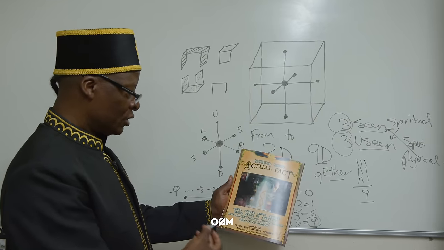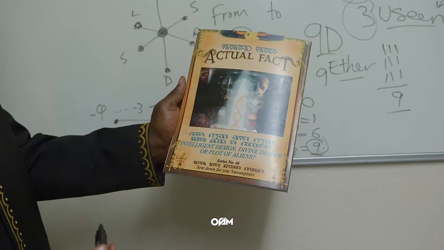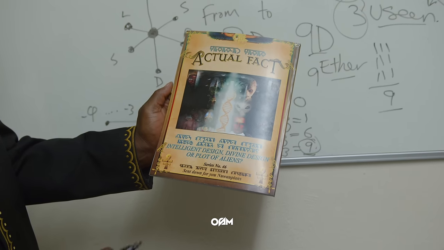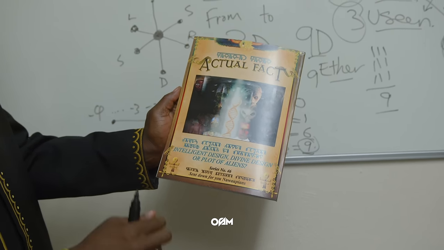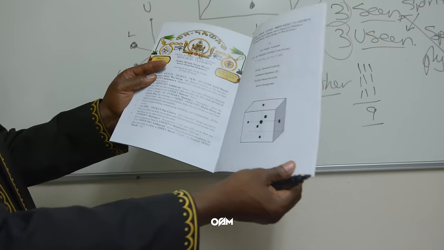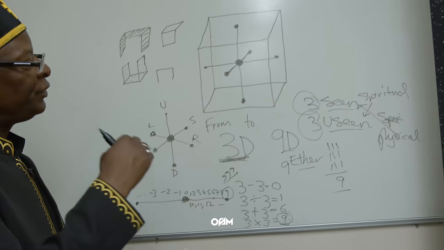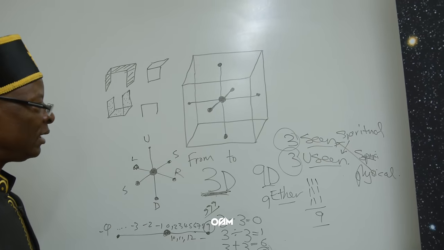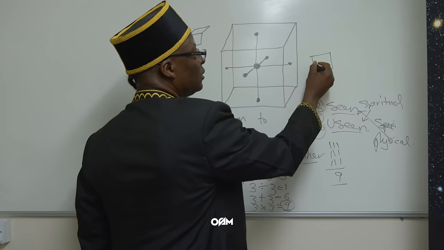So when you look at this scroll, for example, called Intelligent Design, Divine Design, or Plot of Aliens, you can see there the DNA strand, which deals with the genome, and you look at this diagram, which I tried to draw over there, it's showing you how this planet is controlled by extraterrestrials that try to keep you in a 3D world, right?